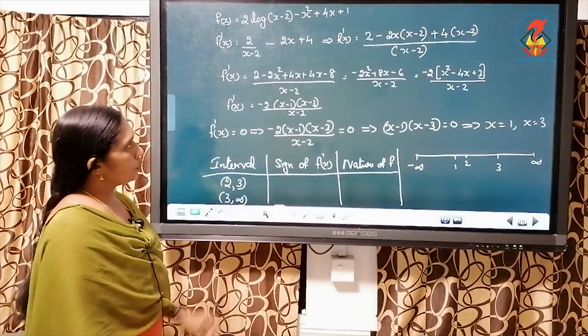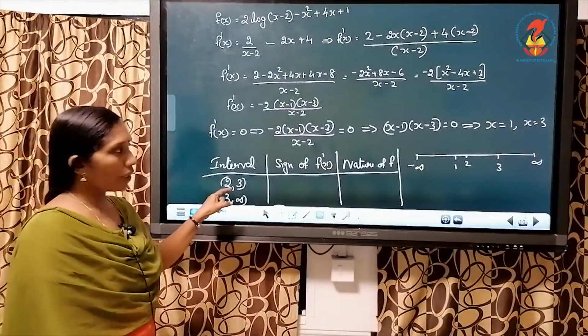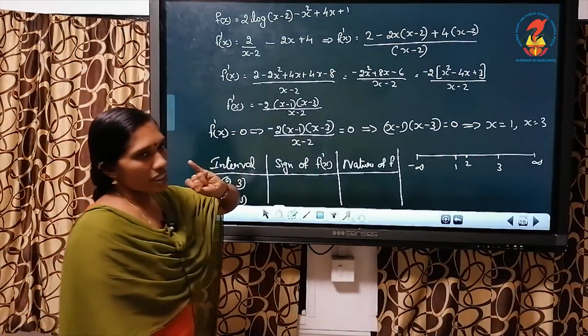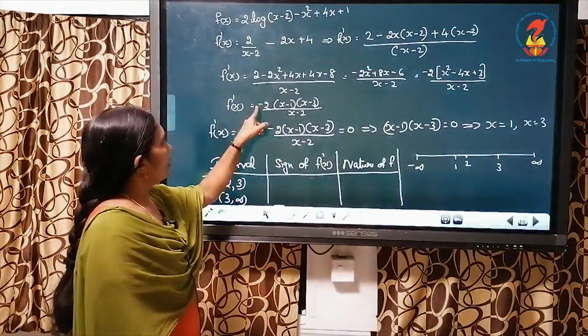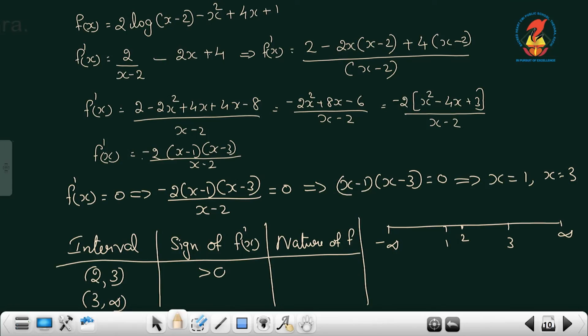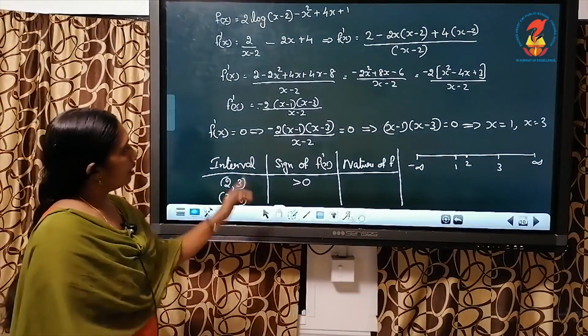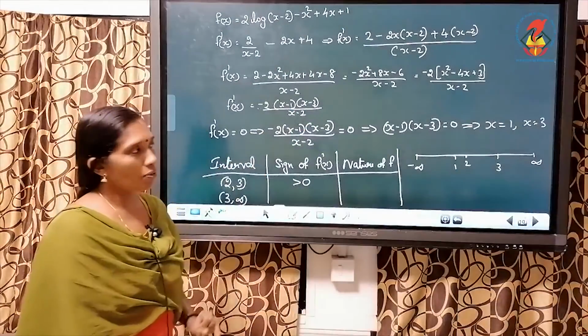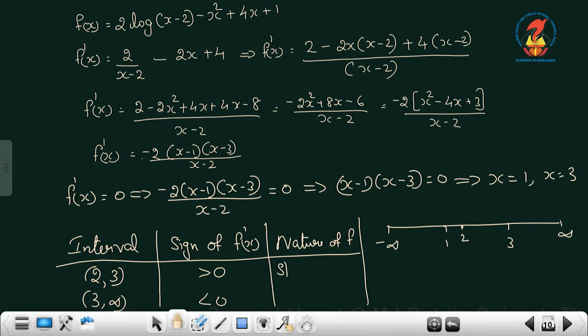Now substitute a point in 2 to 3 into f dash x. In 2 to 3 I can take 2.5. 2.5 minus 1 is positive, 2.5 minus 3 is negative, and negative into the minus 2 becomes positive. So on 2 to 3 it is positive. Then 3 to infinity, we can take 4. 4 minus 1 is positive, 4 minus 3 is positive, positive into negative is negative. So the nature of f is: first interval strictly increasing and second interval strictly decreasing.